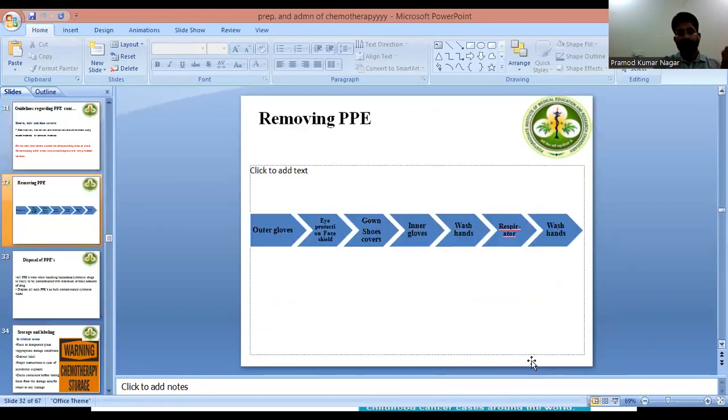How to remove the PPE? First, we remove the outer gloves, then the eye protection or eye shield, gown and shoe cover, inner gloves, wash hands, respirator, and wash hands again. This is a very common practice we saw during COVID.